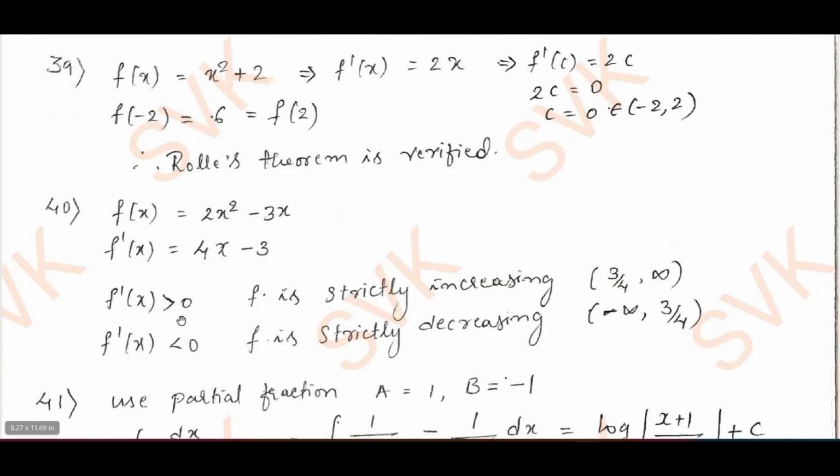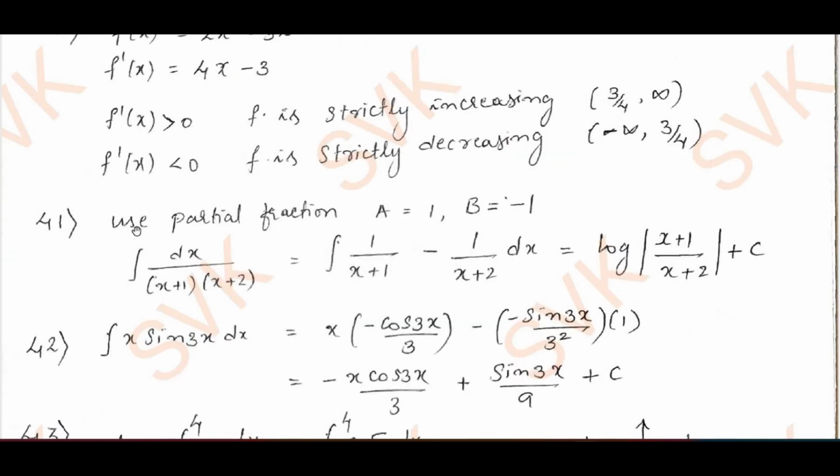Question number 40. I got f is strictly increasing and decreasing in the intervals 3/4 to infinity and minus infinity to 3/4. Then to find the integral value, I have used the partial fraction. So I got the value of a as 1 and b value as minus 1.